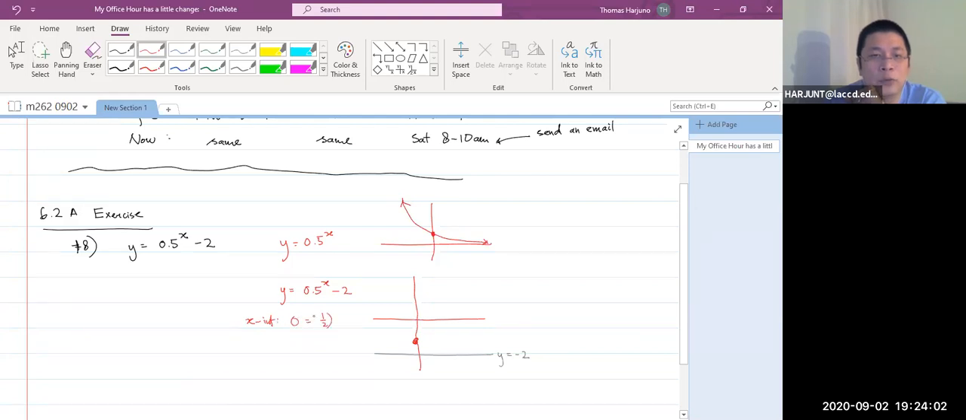This is 1/2 to the x minus 2 equals 0. So 2 equals 1/2 to the x. But 1/2 to the x is 2 to the power of -x, so x equals -1. So the graph, to be more precise, will have x-intercept -1, 0, y-intercept 0, -1. Horizontal asymptote, y equals -2.